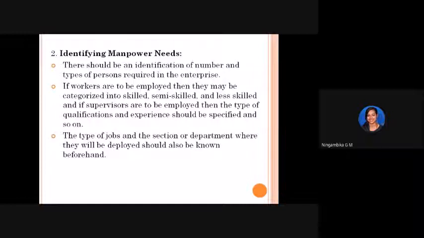Are they looking for a skilled, semi-skilled or less skilled employee? Or if they're looking for software supervisors, the education, qualification and experience should be conveyed in such a way that there is no issue when they make policies. The type of job and the section or department where they will be deployed should also be known beforehand. Before making any policy or advertisement, what type of job is it, and which department will it suit? It should be conveyed according to the policy laid down by the organization.